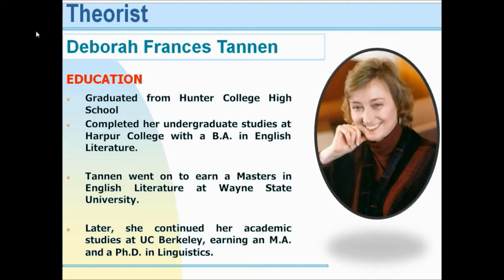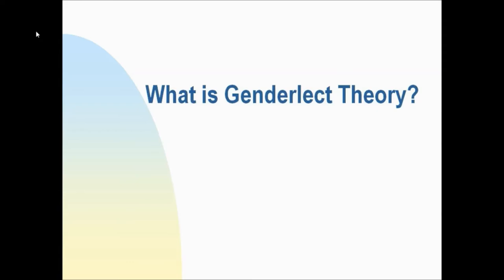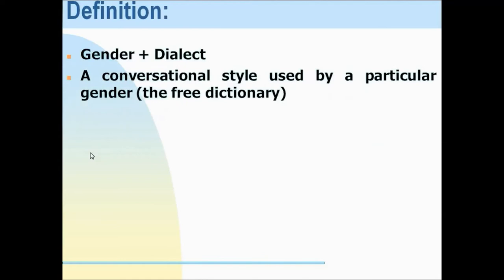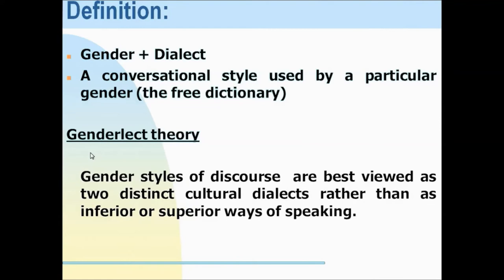So, what is this theory all about? So let's go to the definition. It comes from the word gender plus dialect, meaning a conversational style used by a particular gender. So what is the theory all about? It is that gender styles of discourse are best viewed as two distinct cultural dialects rather than as inferior or superior ways of speaking.